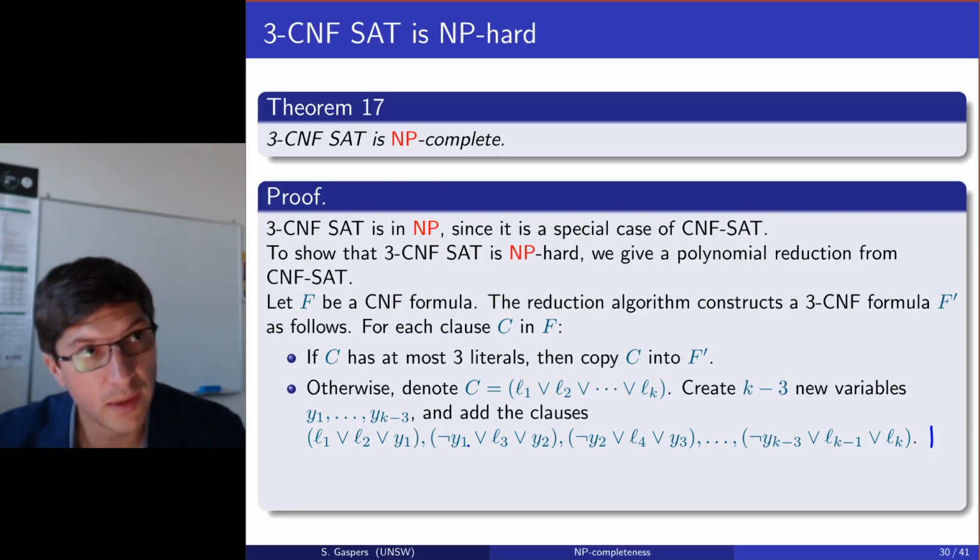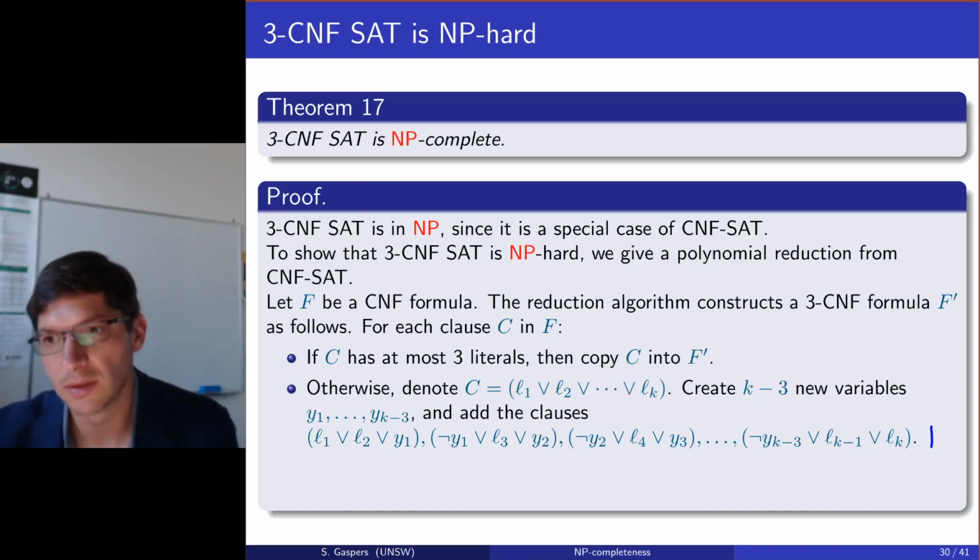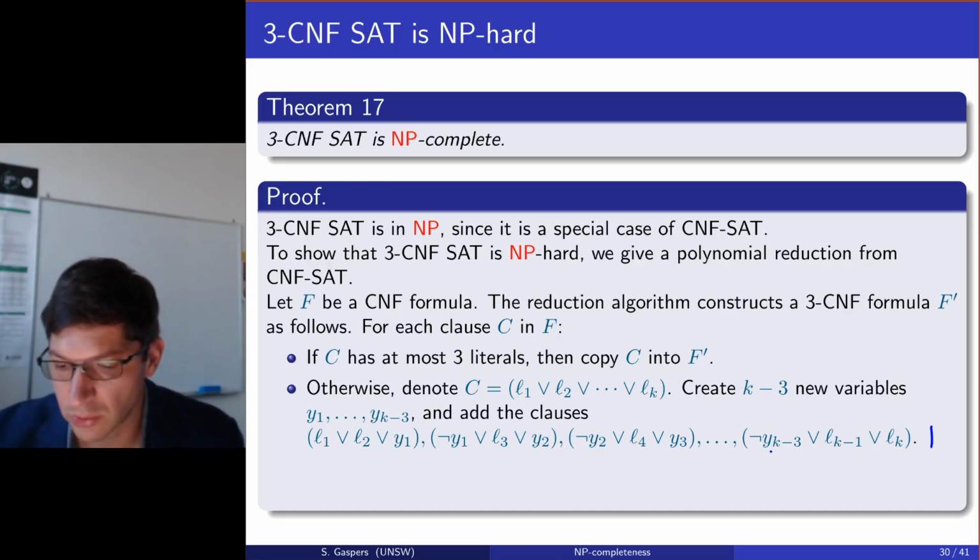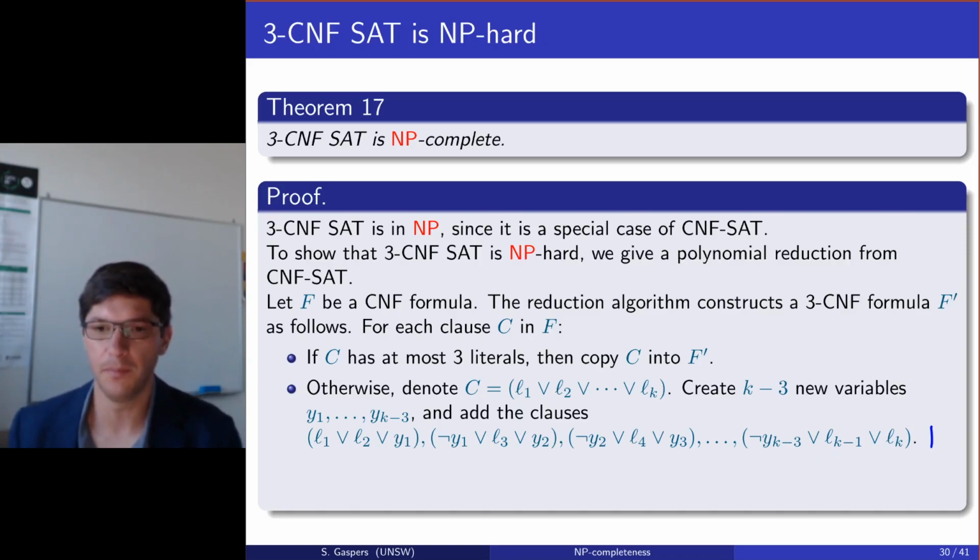But then, since y1 is 0, the second clause is automatically satisfied, because then not y1 is equal to 1. And since not y1 already satisfies the second clause, now we can set y2 to 0, and that's why not y2 is 1. So the third clause is satisfied. And because the third clause is already satisfied by not y2, we can now set y3 to 0, and then this will propagate, and then here not y(k minus 3) will be true as well, and we don't need to set L(k minus 1) or Lk to true.